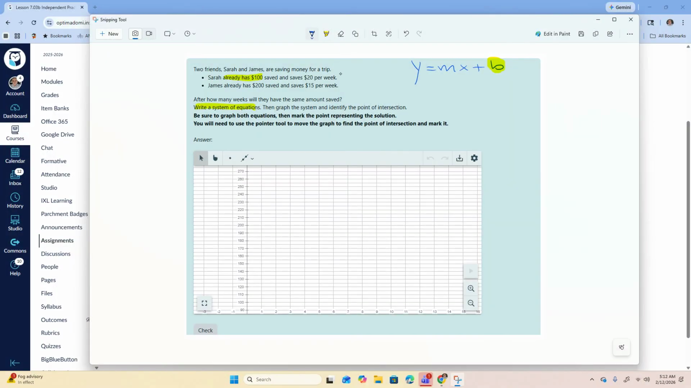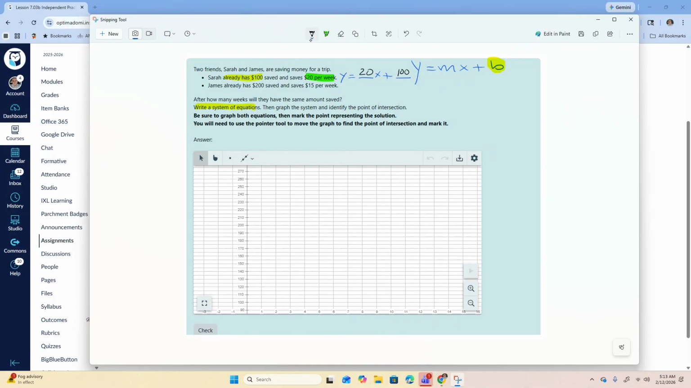So that means that Sarah's equation is going to be y equals, let me write it like this, blank x plus blank. Sarah already has $100. That's my b. And then remember, m is how much is changing after you started. So you can see that it says here that she saves $20 per week. So every week, her amount that she's saving is changing by 20. So that's why her equation is going to have 20.